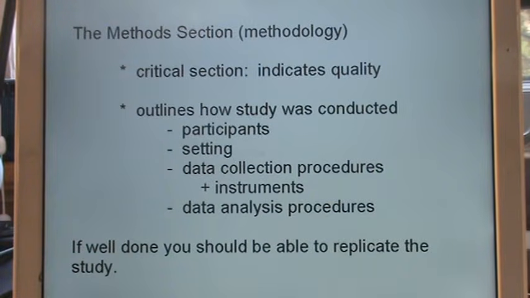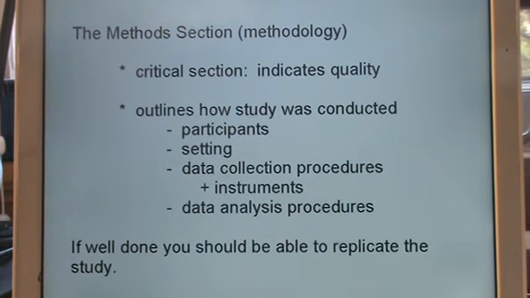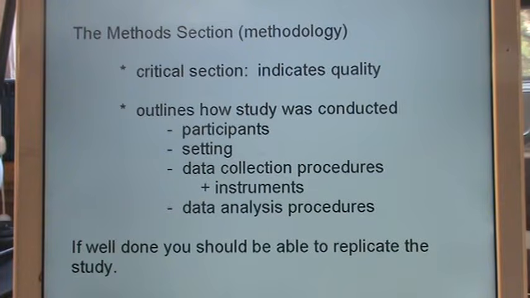This section should be written like a cookbook. If you were going to bake a pie and you went to the pumpkin pie section and opened it up, there would be the list of all of the ingredients and step by step exactly what you want to do. So a good methods section is written in such a way that if you wanted to replicate what the researchers did, all you had to do was follow their methods section and you would be able to reproduce their study.